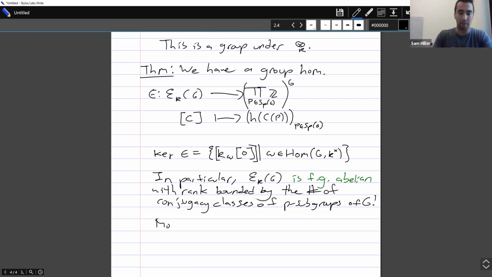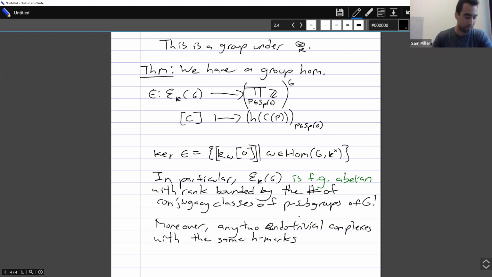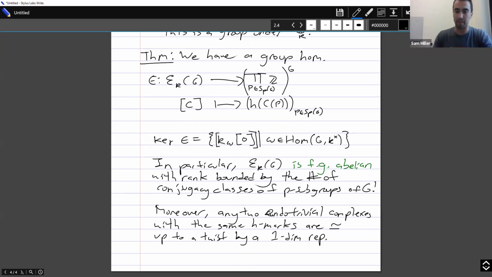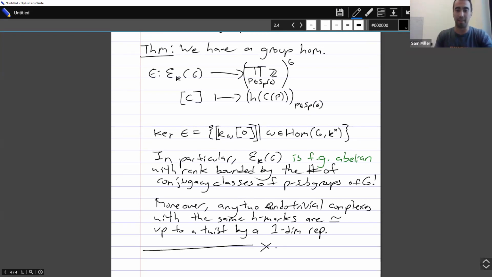And so moreover, we also have that any two endotrivial complexes with the same h-marks are homotopy equivalent up to a twist, just tensoring by a one-dimensional module, by a one-dimensional representation. So this was the first big result that we had.